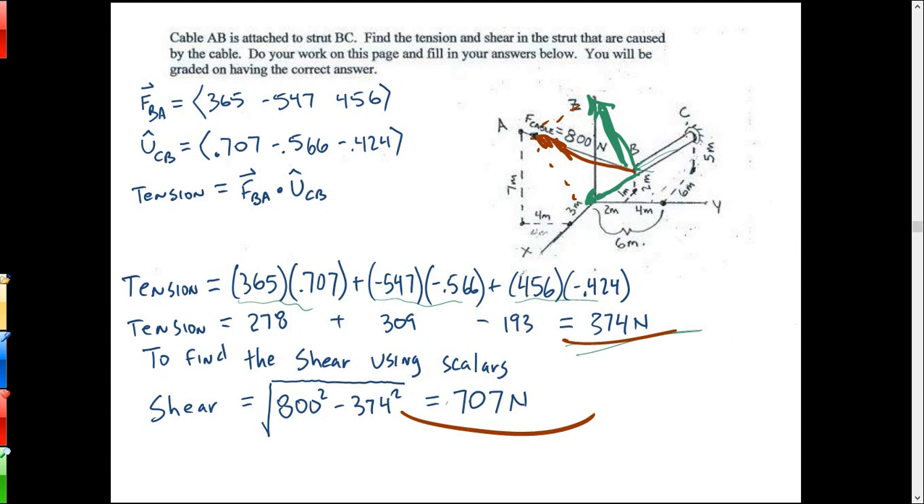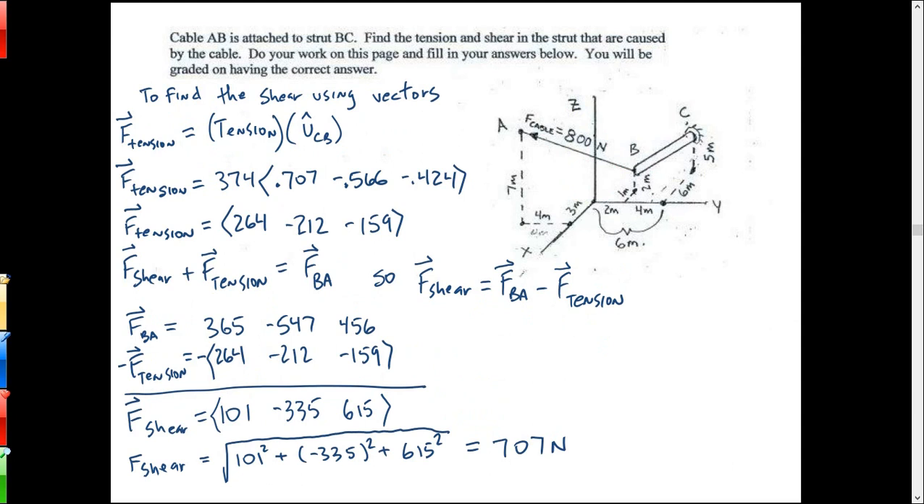Right. Now there's other ways to do this too. You can do it vector style if you want. To do it vector style, you would get the tension vector. You'd take the magnitude that we got for the tension, the 374, and multiply it through the unit vector from C to B, and that would get you a tension vector right there. Then you could find the shear vector knowing that it's a component of FBA. So you take FBA, the total vector, take away the tension vector, and you get the shear vector.